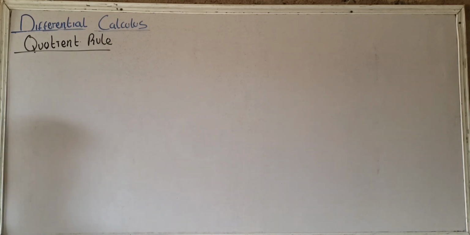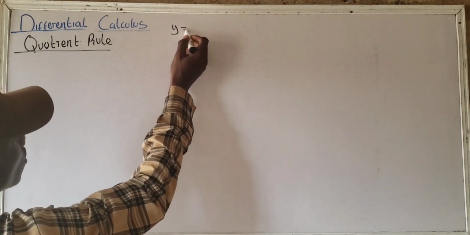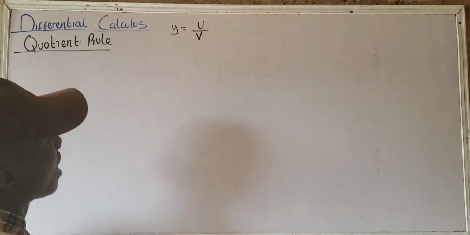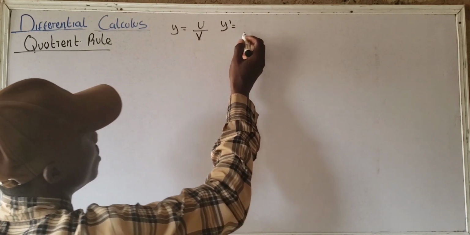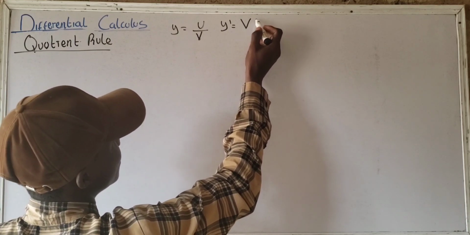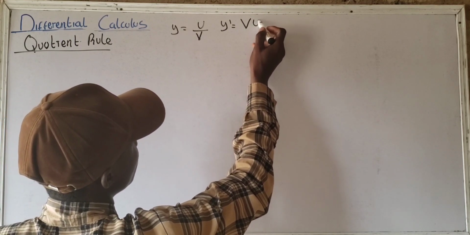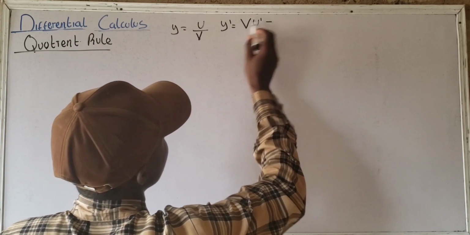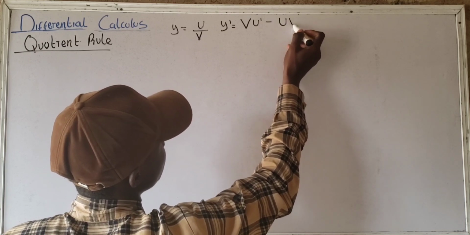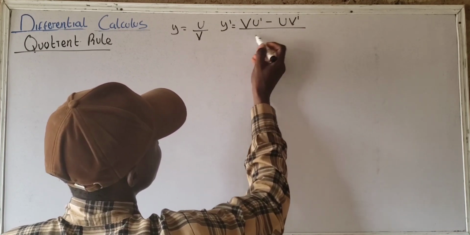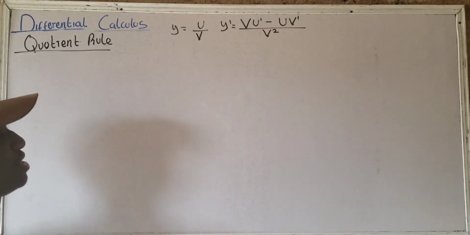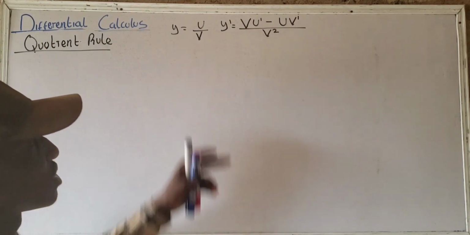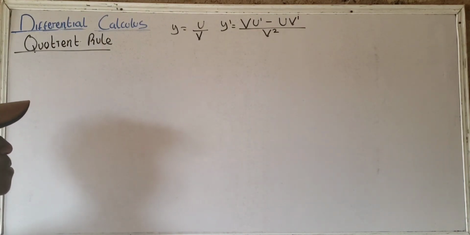Let's say we are asked to differentiate this function, y equals u over v. According to quotient rule, the derivative of y is equal to: you keep v constant and then differentiate u, then you subtract, then you keep u constant, then you differentiate v, then this will be over v squared. If you understand this rule, you'll be able to solve questions on quotient rule of differential calculus.